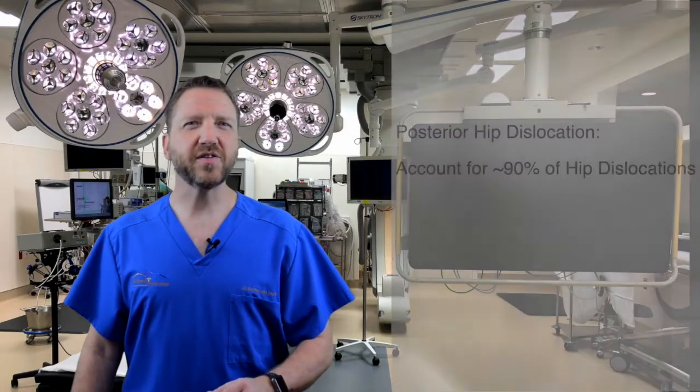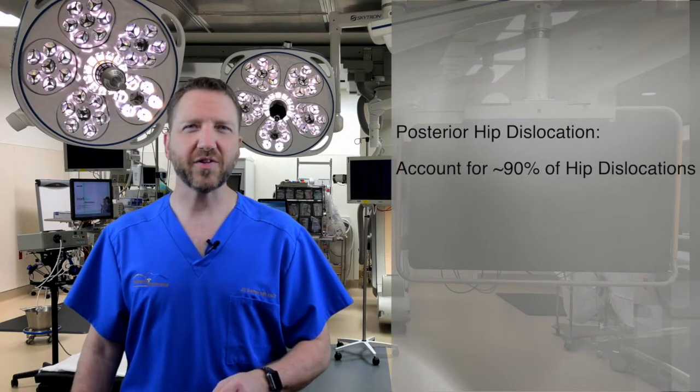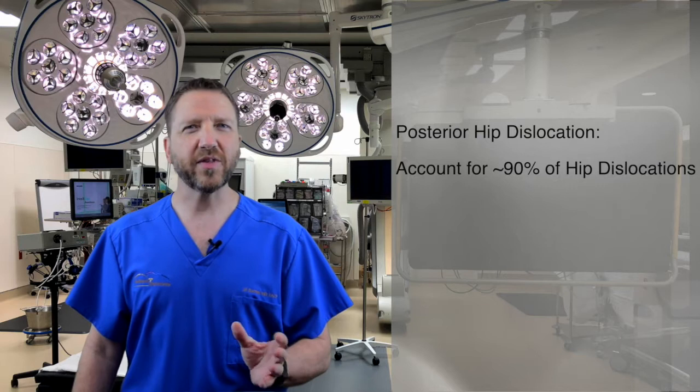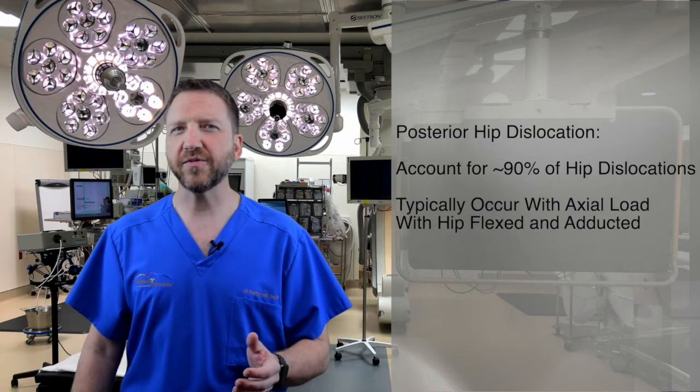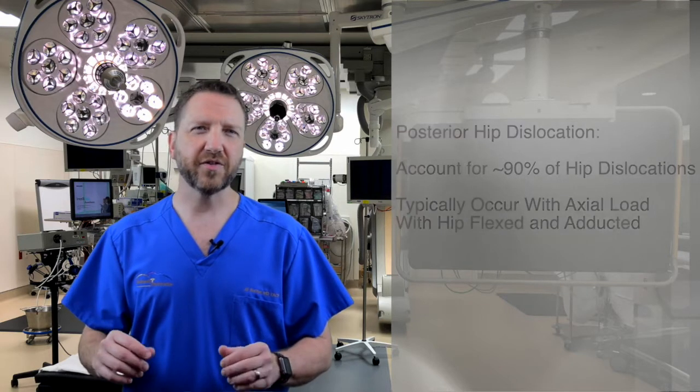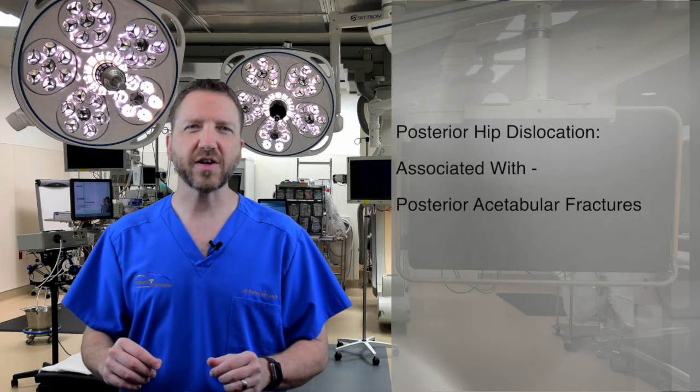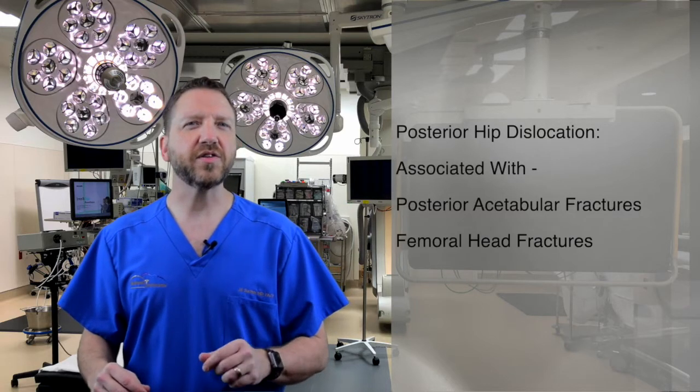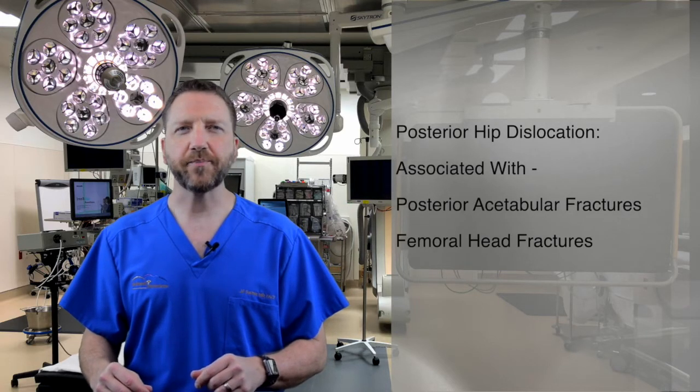Posterior hip dislocations account for 90% of all hip dislocations. They typically occur with an axial load on the femur when the hip is in flexion and adducted. Many are associated with posterior acetabular fractures. Femoral head fractures, such as seen in this video, can also be present.